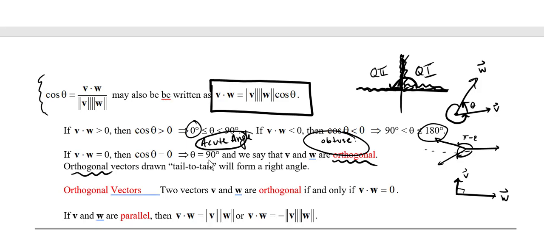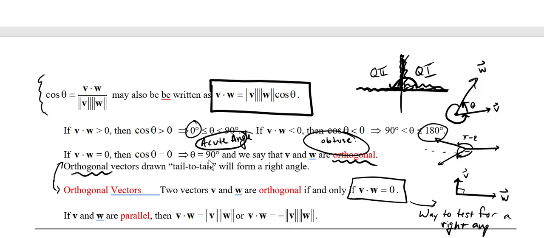And so from this fact, that's what we have to have in the dot product to get this 90-degree angle, we get this fact that two vectors are orthogonal if and only if their dot product is 0. This is a great way to test for a right angle between two vectors. Just take the dot product of your vectors. If it's 0, you have a right angle between them.